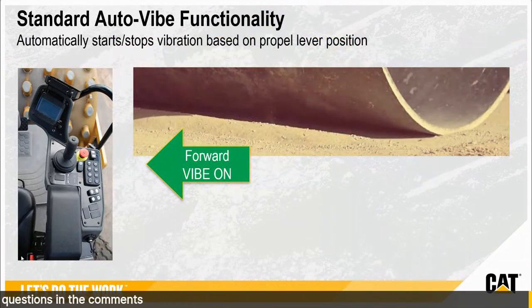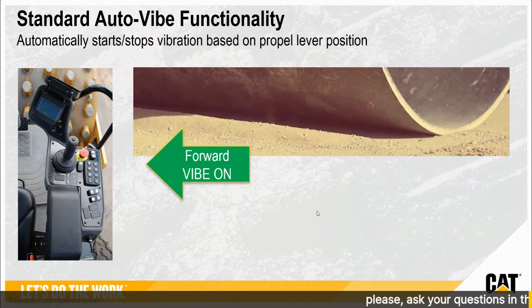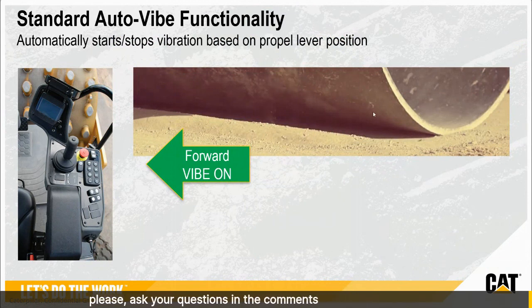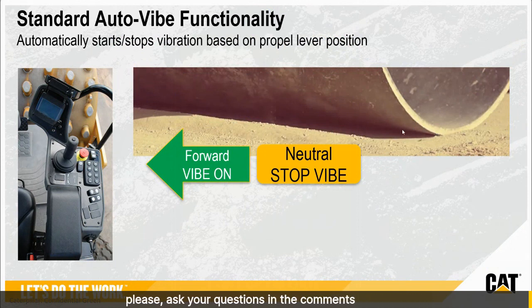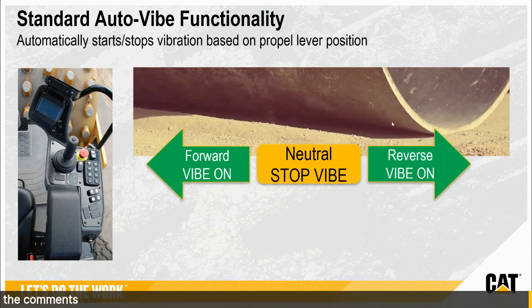So another feature that is standard on all Caterpillar soil compactors is the auto vibe functionality. How does it work? When you push the propel lever forward, and you're vibrating and compacting with vibration on, you're moving forward. Then at one point you need to reverse and do the reverse pass. So you put the lever in the neutral mode, and in that moment the vibration stops automatically, and then it resumes when you pull the lever backwards and do the rearwards pass.